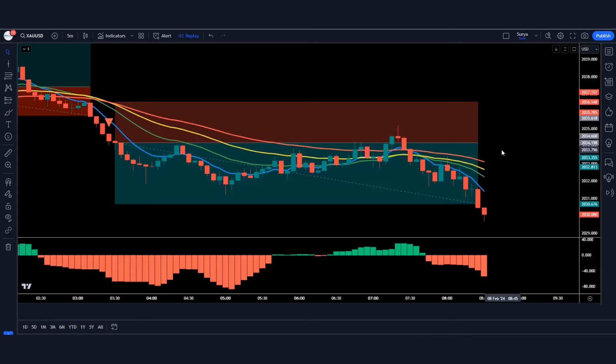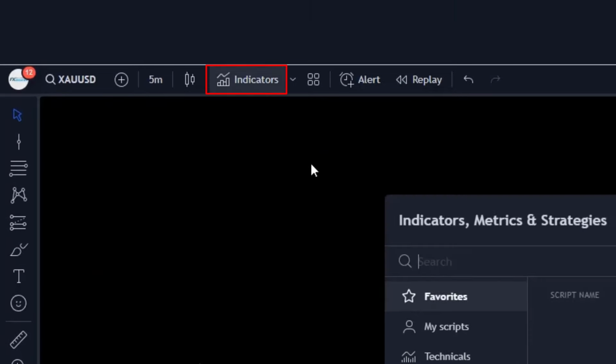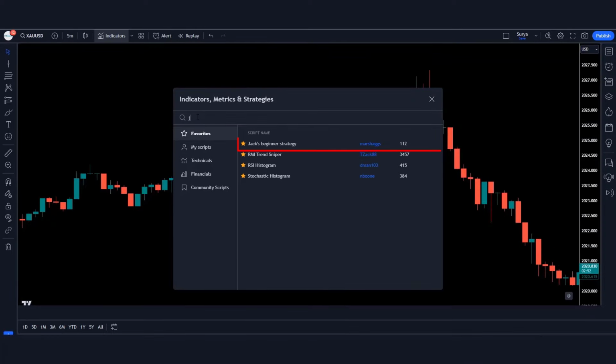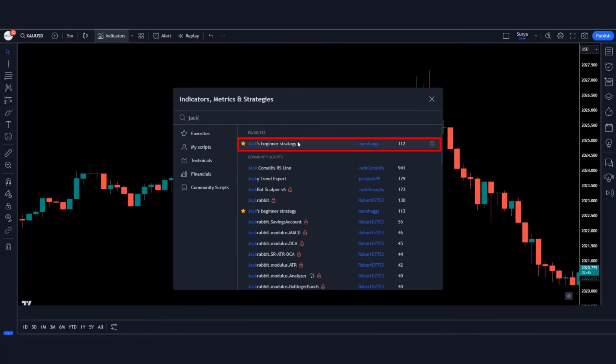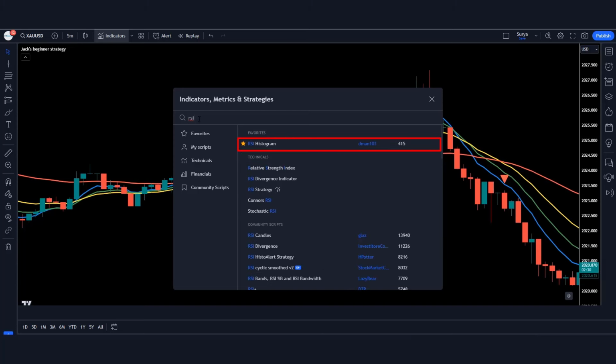Friends, I hope you have liked this strategy. Let's see how we created the trading setup. Click on the indicator option here. Search in the search box. Jack's beginner strategy. Add this indicator to the chart. Search now. RSI histogram indicator. Add this indicator to the chart.